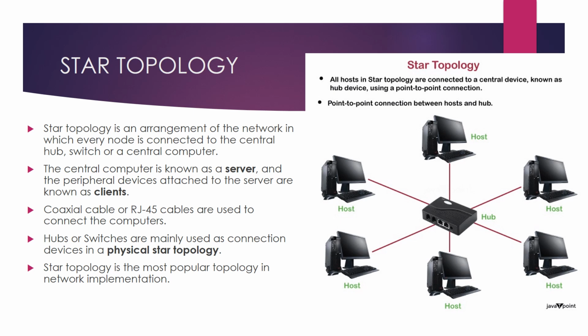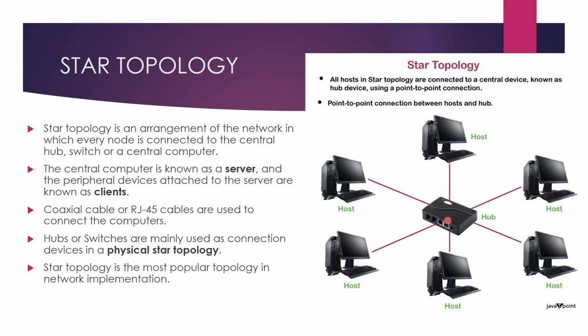Then the second topology is the star topology. In star topology, the network is arranged so that every node is connected to the central hub. That hub may be a switch or a central computer. As you can see in this picture, all the host systems are connected to a central hub, and this hub can be a switch or a system as well.